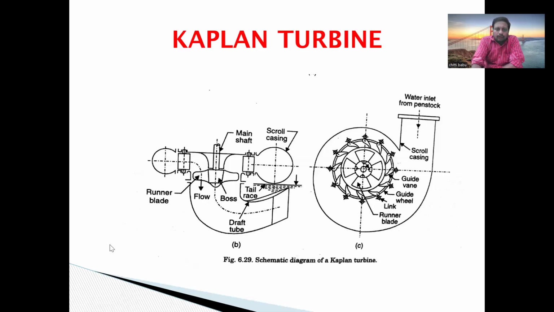So we need to use a draft tube in the reaction turbine. So this is about the draft tube. Gradually the area goes on increasing, for increasing the pressure. For increasing the pressure, we need to use draft tubes in the reaction turbine. So I hope you're understanding the concept of the Kaplan turbine and reaction turbine that will be used in the hydroelectric power plant.